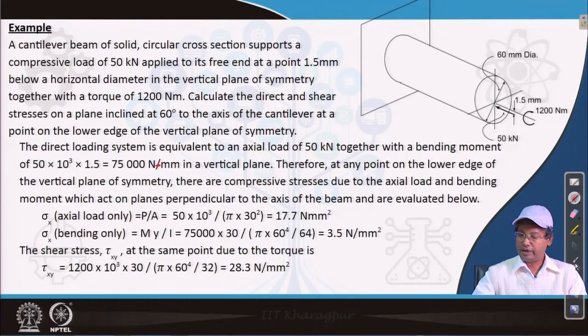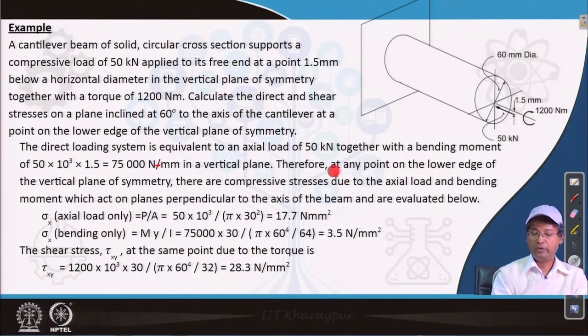So, with that note, at any point on the lower edge of the vertical plane of symmetry, there are compressive stresses due to the axial load, that 50 kilonewton, and bending moment, which act on planes perpendicular to the axis of the beam and are evaluated below. So, sigma x direct is P by A, axial load only, that is 50 kilonewton divided by the area, we get 17.77 Newton per millimeter square.